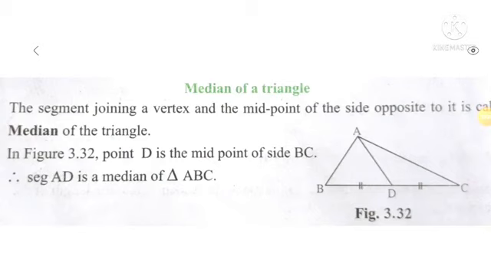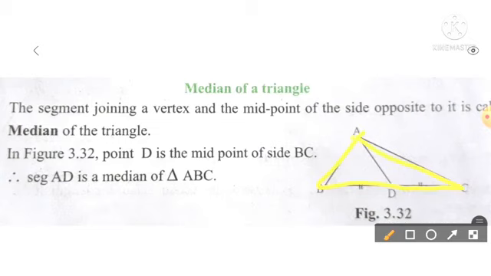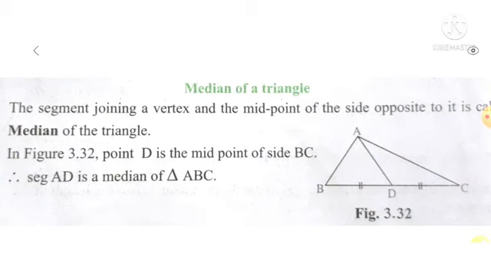The segment joining the vertex and the midpoint of the side opposite to it is called a median of the triangle. See in the figure, in triangle ABC, AD is the median because point D is the midpoint of side BC. So this segment AD is called a median. If there is a midpoint, then it is a median, remember this.